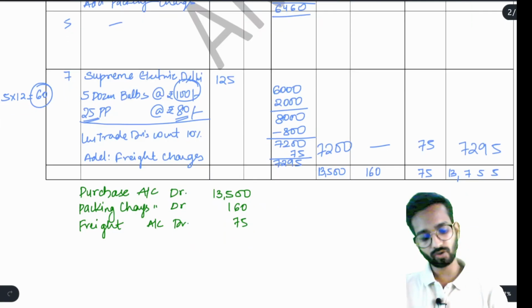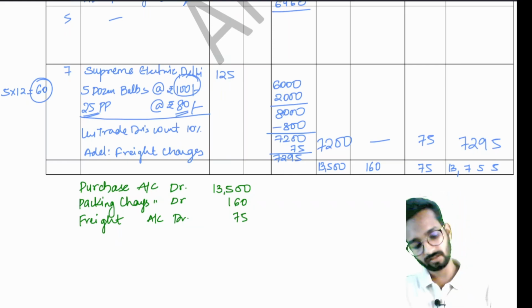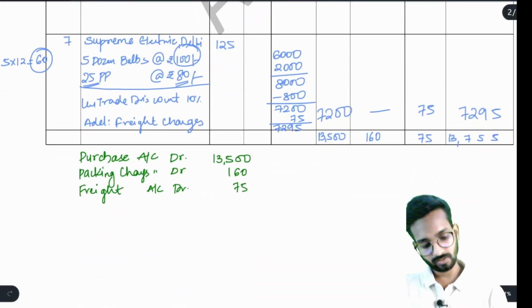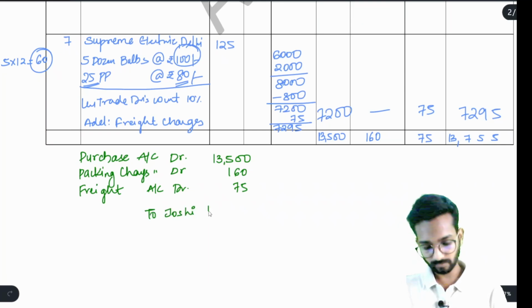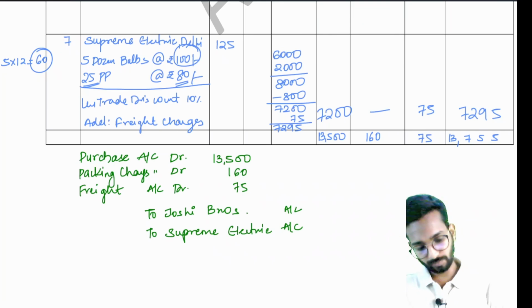What will we credit? We all know that we have purchased everything on credit. If we have purchased on credit, so from whom we have purchased, they will become our creditors. Very good. Now, from whom did we purchase? We purchased from Joshi Bros and Supreme Electric. So, we will write here to Joshi Bros and to Supreme Electric account. How much amounts are we supposed to pay them? For Supreme Electric, we are supposed to pay them 7,295 totally.